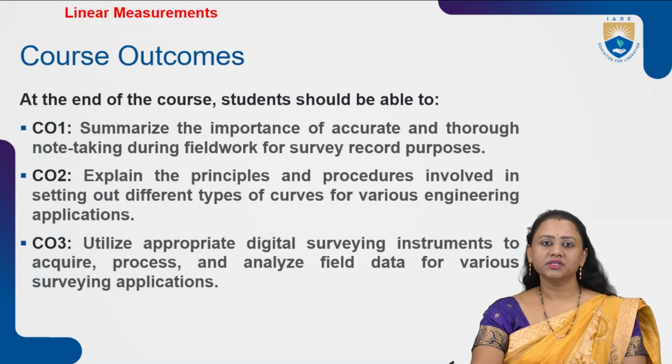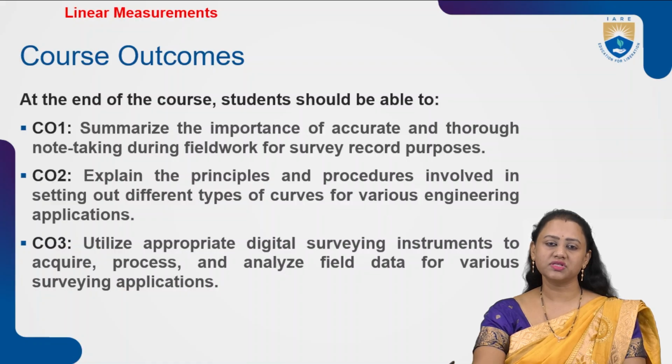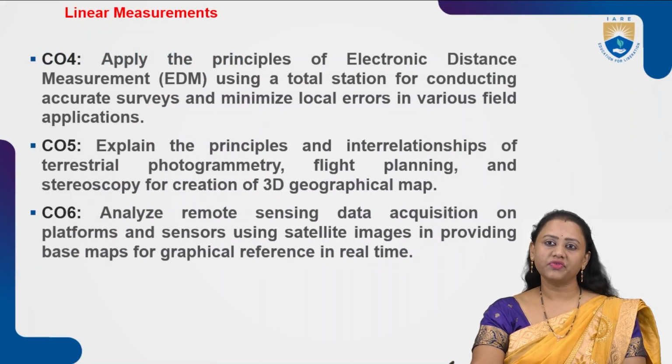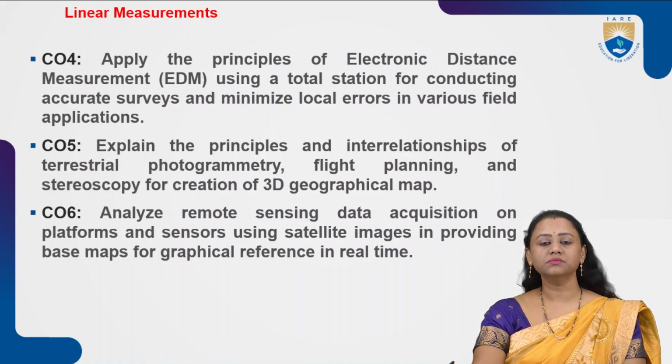The course outcomes: summarize the importance of accurate and thorough note-taking, explain the principles and procedures involved in setting out, and utilize appropriate digital surveying instruments to acquire, process and analyze the field data. Course outcome 4 is to apply the principles of electronic distance measurement and explain the principles and interrelationships of terrestrial photogrammetry and flight planning, and analyze remote sensing data acquisition on platforms and sensors using satellite images. So these are the course outcomes of this course, that is engineering surveying.